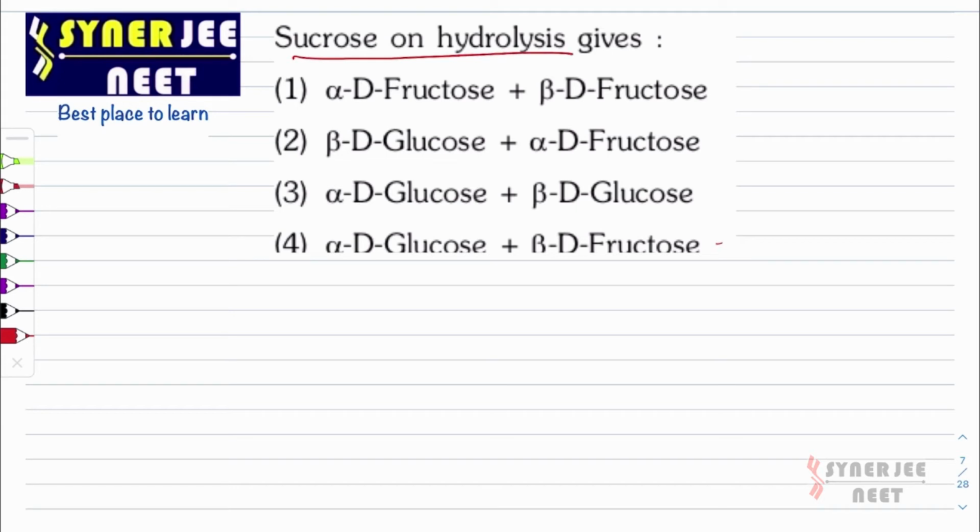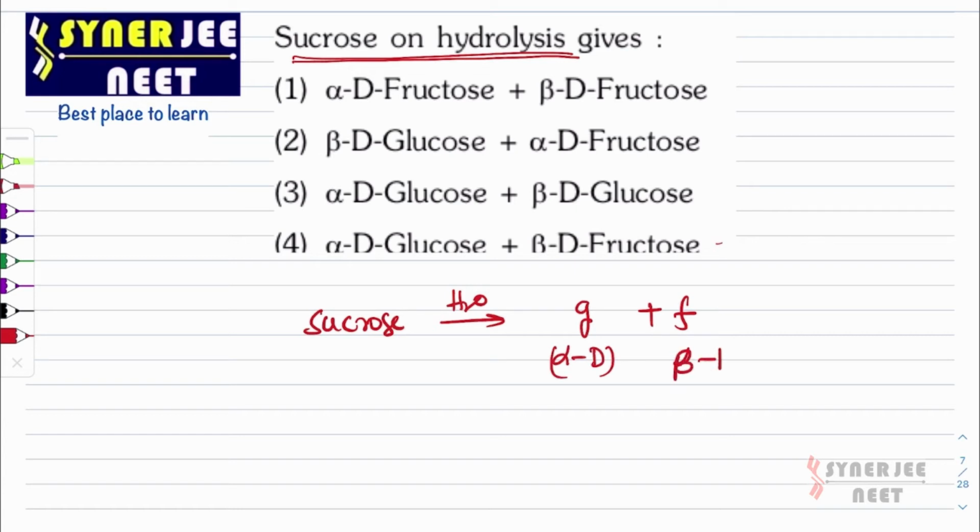Sucrose on hydrolysis gives what? It's a direct question from the NCERT textbook, carbohydrates chapter. Sucrose is a product of glucose and fructose, alpha D glucose and beta D fructose. Therefore, if you hydrolyze sucrose, it breaks down into glucose and fructose, that too in the alpha D form of glucose and beta D form of fructose. So that is a direct question which you can refer to in the carbohydrates chapter of the NCERT textbook.